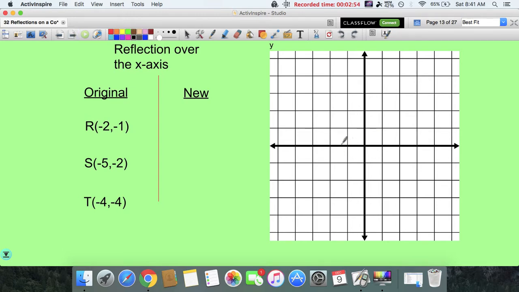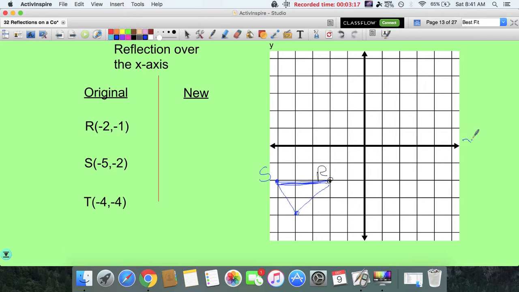R equals negative 2 and 1. You should change colors. S is negative 5 and 2. Negative 5 and negative 2, sorry. And T is negative 4 and 4. Let's connect the dots. I think it's easier if you connect them. So we're going to reflect it over the axis.